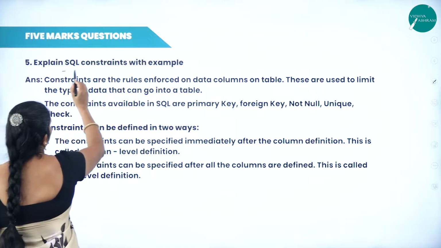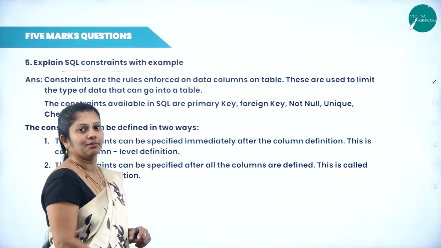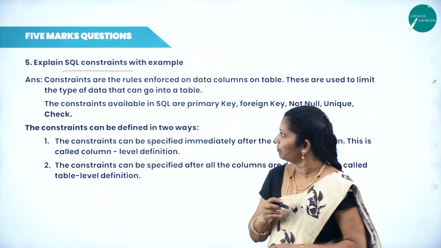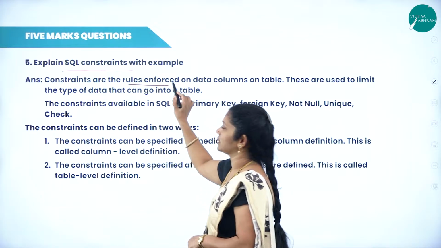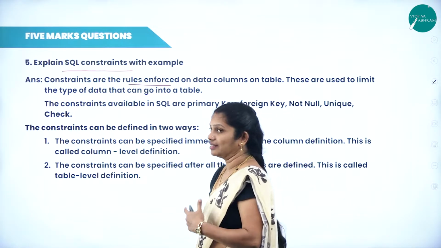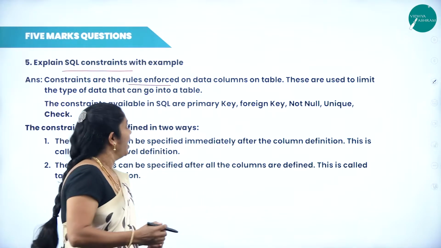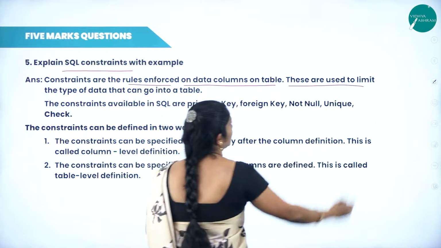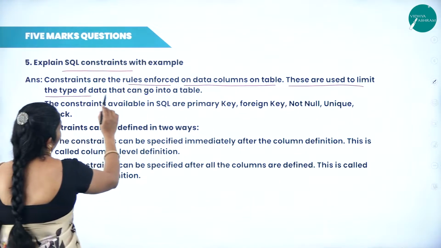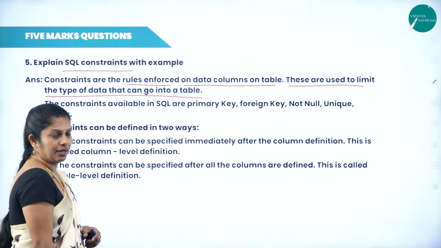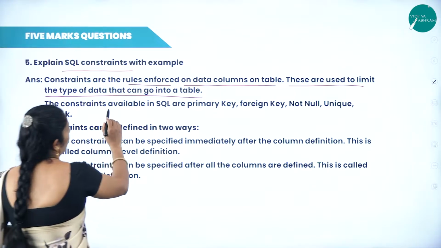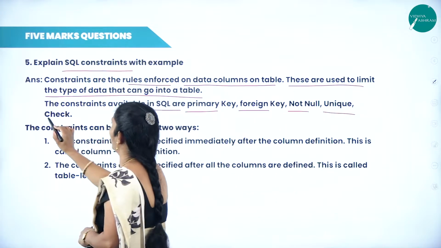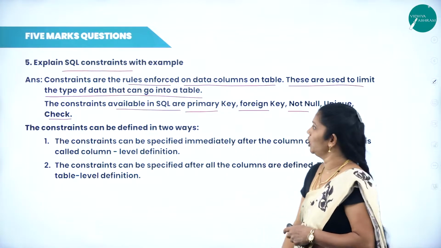Whereas when we come to SQL constraints, constraints are nothing but conditions. Whichever conditions we want, we can apply here. That is, constraints are the rules, we can say. Constraints are rules or conditions enforced on the data columns of the table. These are used to limit the type of data that can go into a table. The constraints available in SQL are primary key, foreign key, not null, unique key as well as check. These are a few constraints in SQL we are using.